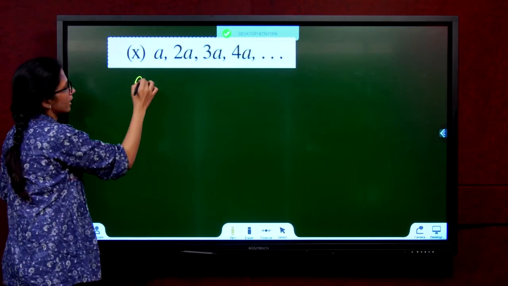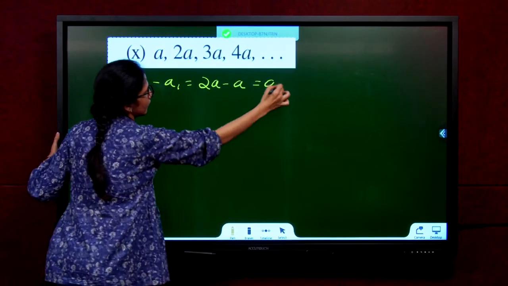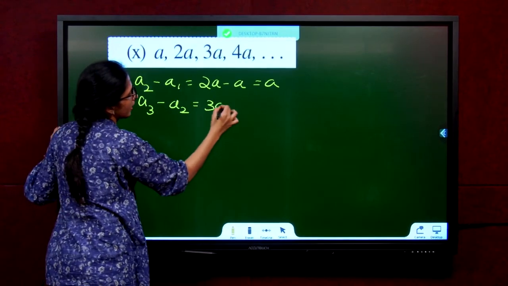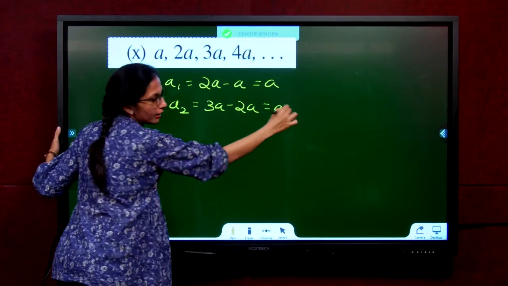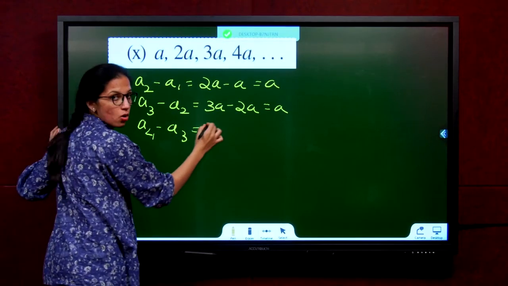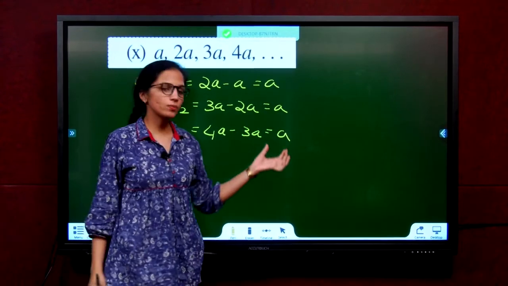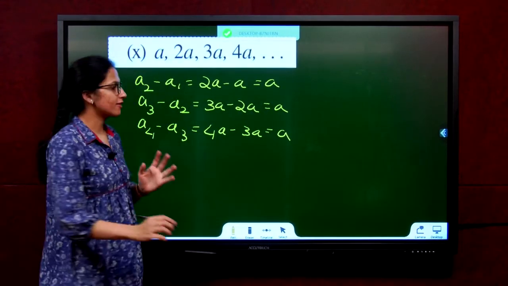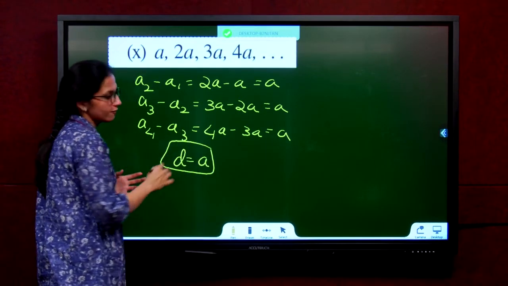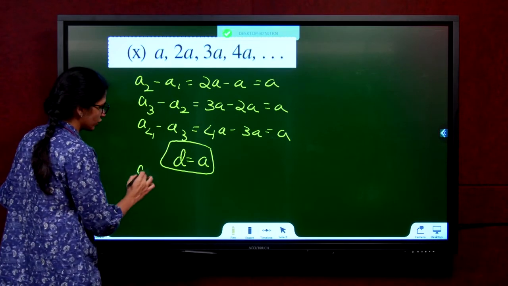Next one. A2 minus A1, 2a minus a. A3 minus A2, 3a minus 2a. A4 minus A3, 4a minus 3a, a. In all the cases we have the same difference a, therefore the common difference is a and the given sequence is an AP. Find the next few terms.